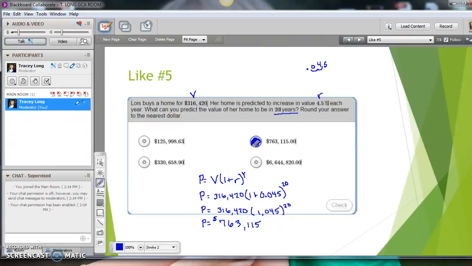And remember, they paid $316,000 and something for the house. If they live in it for 20 years and they pay off their mortgage, the house will predictably be worth $763,115. That's why people say that homes are an investment. All right, that wraps us up.